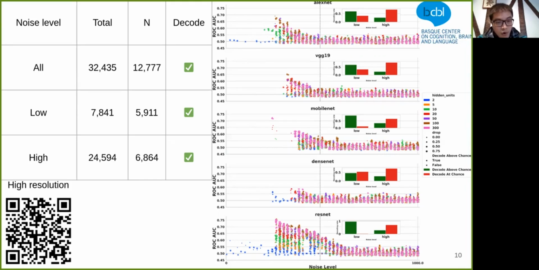We divided the full spectrum of the noise level into low and high conditions. In more than 12,000 out of these 32,000 cases, the hidden layer representations of the noisy images contain enough information for a linear classifier to decode the categories of the images. When the noise level was low, we could decode from more than 75% of the cases. When the noise level was high, we could still manage to decode from almost 29% of the cases.